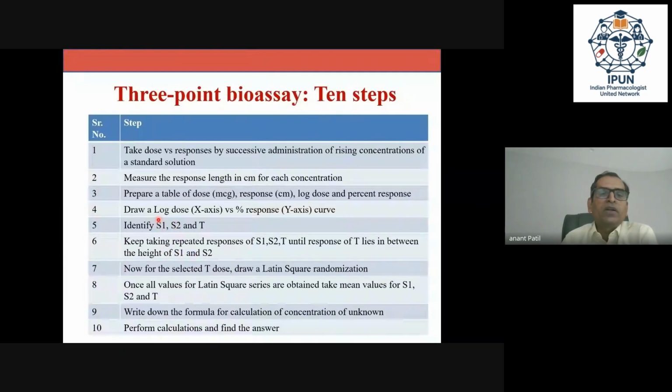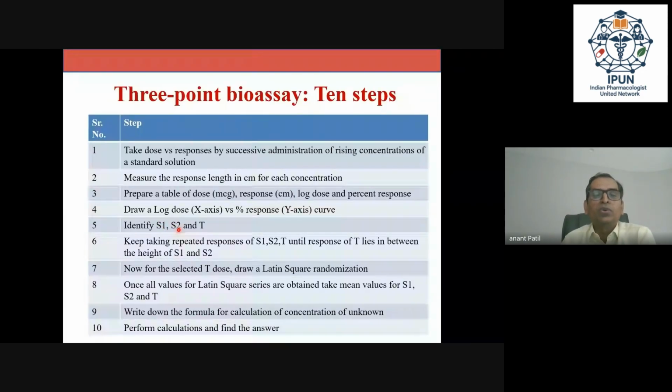Number 1, the S2 should be double of the S1. And second thing, both S1 and S2 should fall in the middle part of the DRC. I'll explain you in the example. So 2 things you remember how to select S1 and S2. Number 1, S2 should always be double than S1. And both responses of S1 and S2, they should fall in the middle part of the DRC. Because if they fall in the middle part, calculation becomes easy.